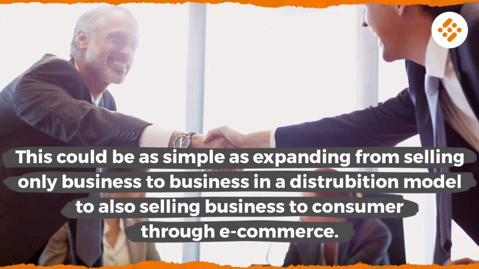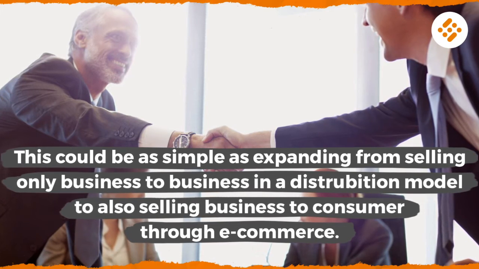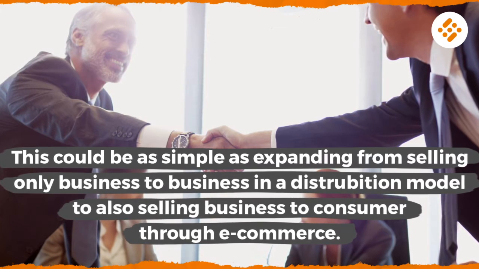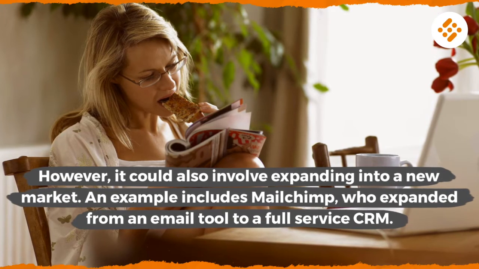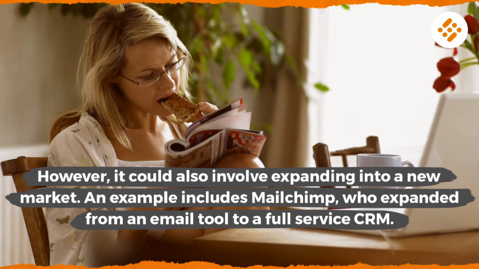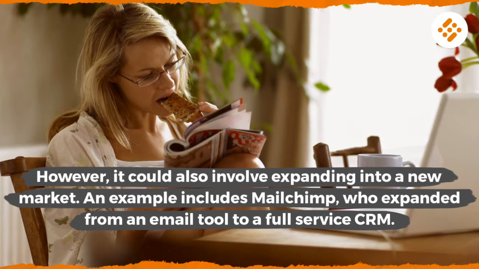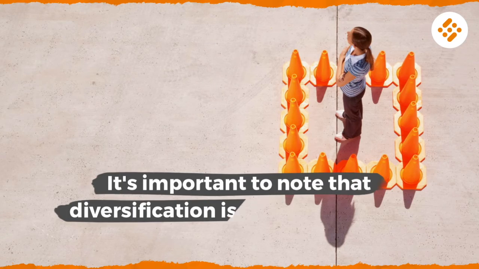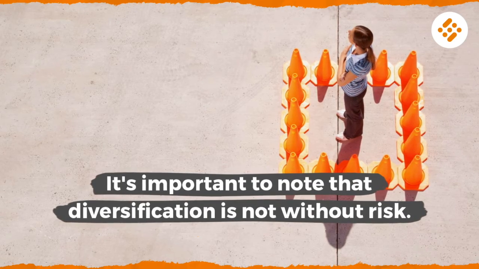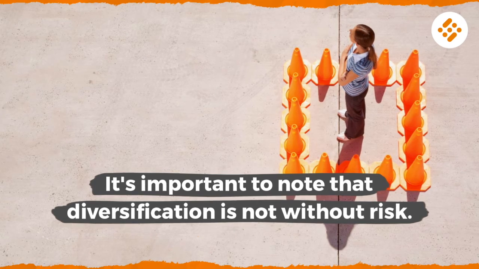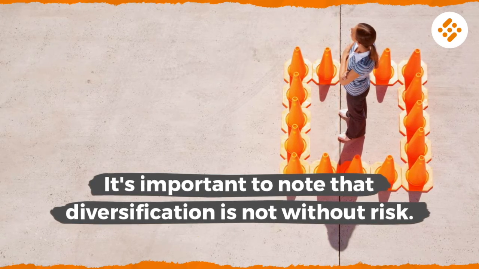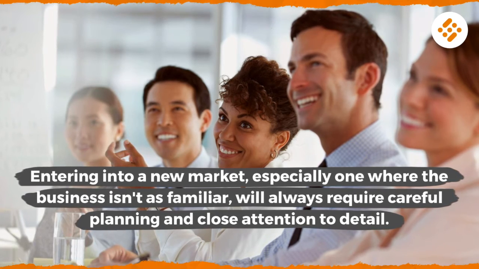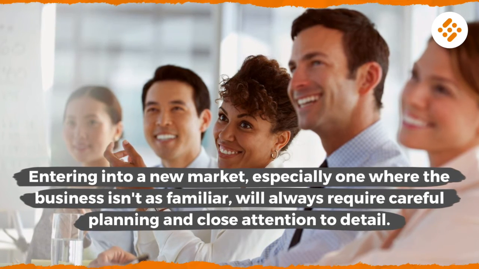This could be as simple as expanding from selling only business to business in a distribution model to also selling business to consumer through e-commerce. However, it could also involve expanding into a new market. An example includes MailChimp, who expanded from an email tool to a full-service CRM. It's important to note that diversification is not without risk. Entering into a new market, especially one where the business isn't as familiar, will always require careful planning and close attention to detail.